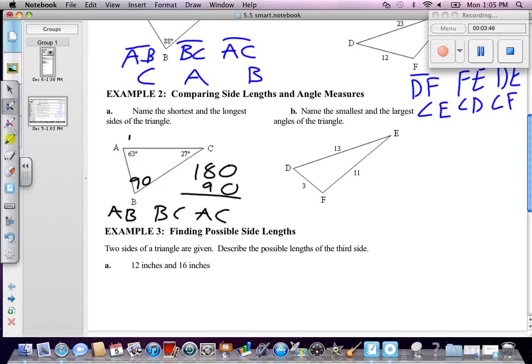How can it be 90 but not look like it? It doesn't have to look like it. They're not drawn to scale. Just do 180 minus those things and you know it's 90. It's not that hard.